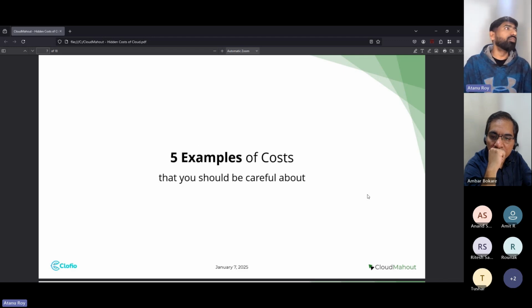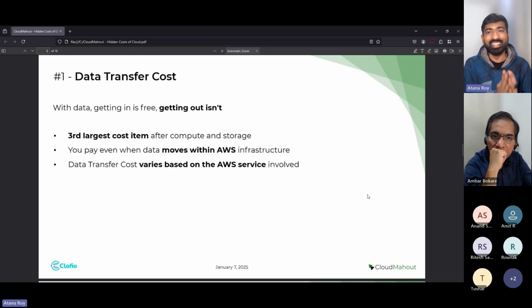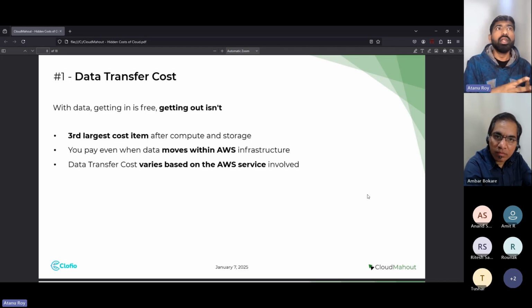So let's start with the first one, data transfer cost, right? The elephant in the room. A lot of people get bombarded by data transfer cost. We have seen customers where data transfer cost is as high as 30 to 40% of their cloud bill, right? Typically, it often remains the third biggest line item, or let's say, the third biggest chunk of your entire cloud bill. So that's a huge amount, right?